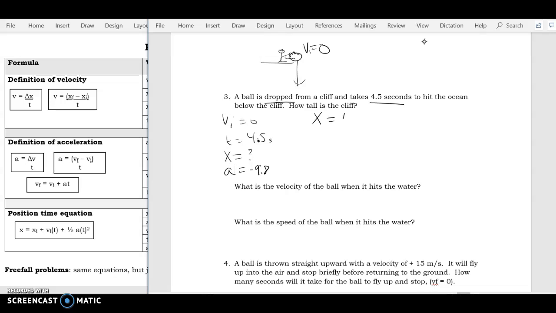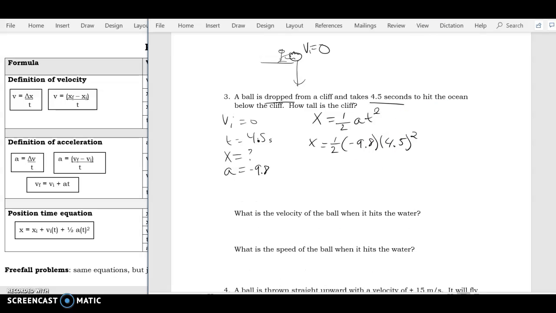Okay, so once again, I'm going to shorten that long equation because everything's starting from rest. So x equals 1/2 negative 9.8 times 4.5 squared. Okay, and when I plug that in, I'm going to go 0.5 times negative 9.8 times 4.5 squared, and I get negative. I do get a negative, but remember, that's just because it's going down, and it asks how tall, so I'm going to make that a positive number, 99.2 meters tall.